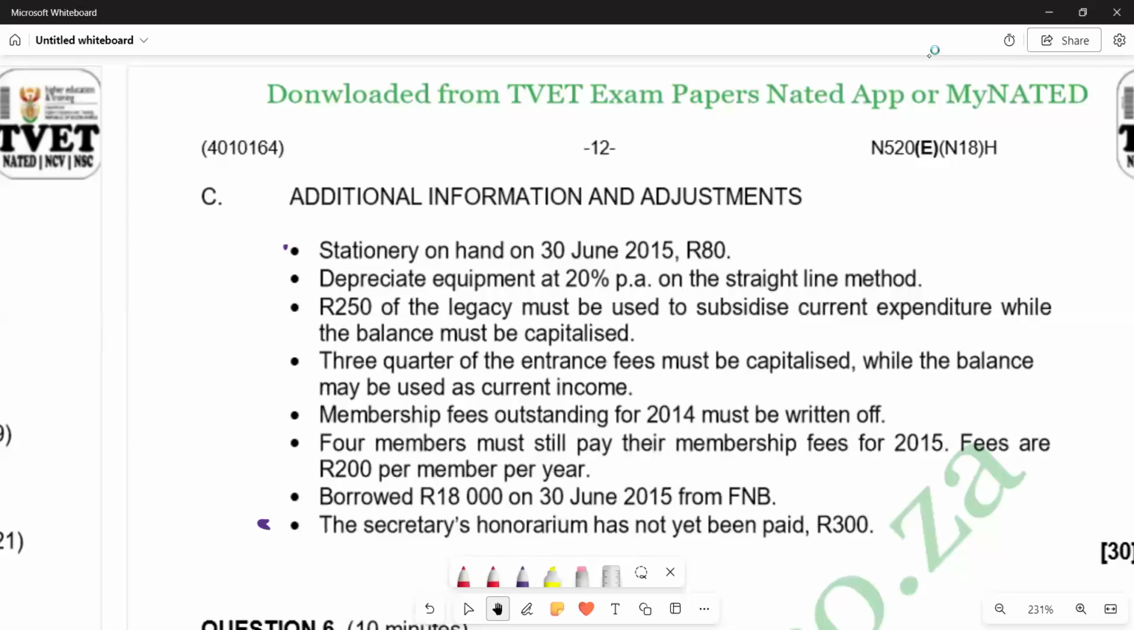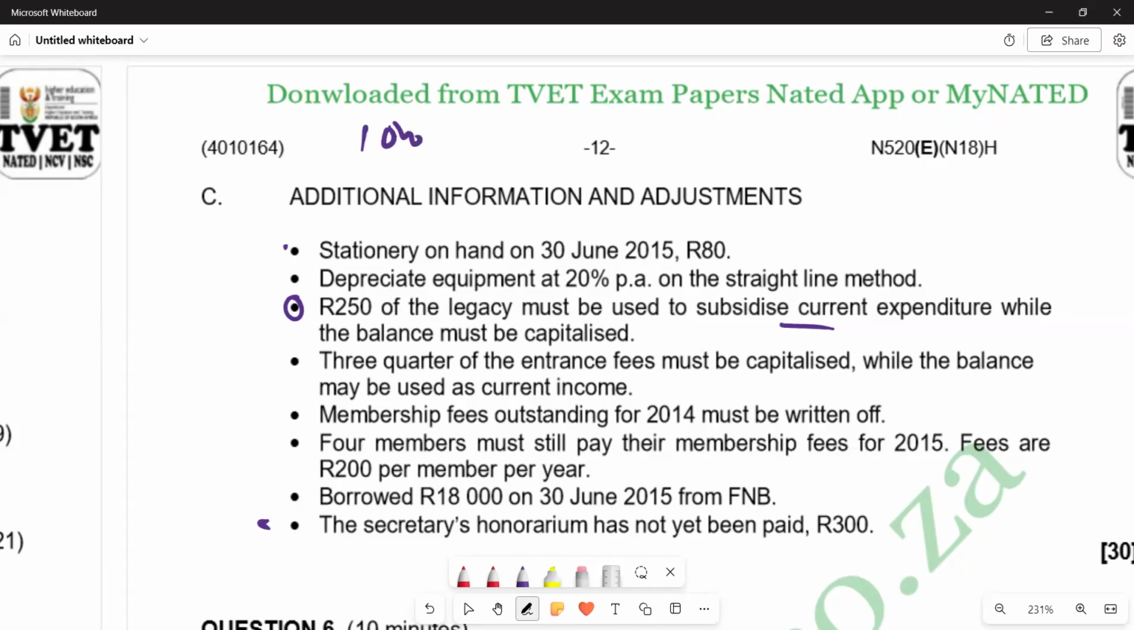So if you come to the third point here, you'd see that it reads 250 rands of the legacy must be used to subsidize current expenditure, while the balance must be capitalized. So what it means is the 250 is the one that is used to subsidize current expenditure, the one that we should include under the income and expenditure account. So we are just going to take the 250 as it is and put it in the income and expenditure account under income. So the remainder is going to be capitalized.